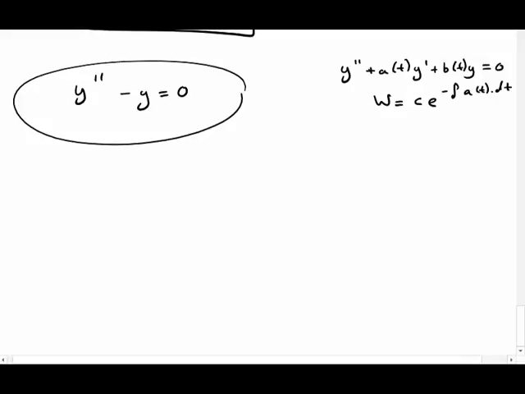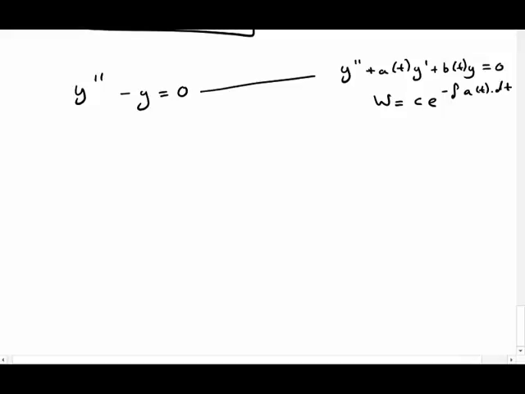So let's suppose we have this. If we compare this to the general form, what is a of t? Well, a of t will be 0, because this is really just y double dash plus 0 y dash minus y equals 0. So the Wronskian is c e to the negative integral of 0 dt. The integral of 0 is 0, and so we've got e to the negative 0, which is just 1. So we're just left with the Wronskian being equal to c. In other words, it's just some number.